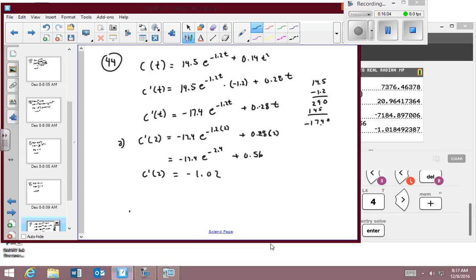So the national consumption is decreasing by 1.02 and resisting. The national consumption in appropriate units. So it doesn't tell us what units that is in. Unit C prime of 5.